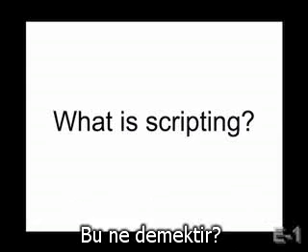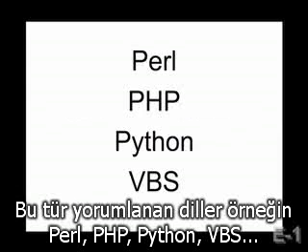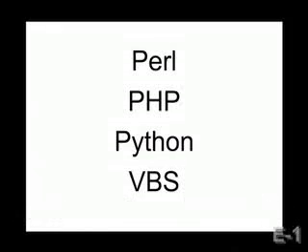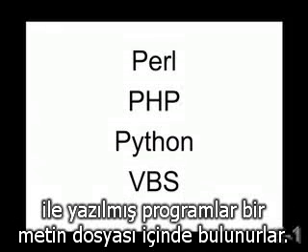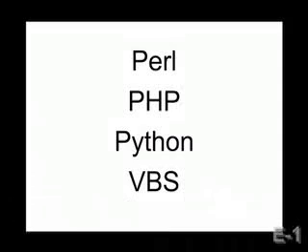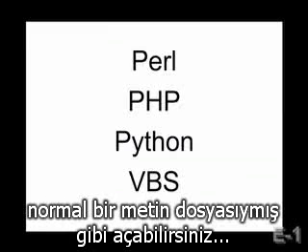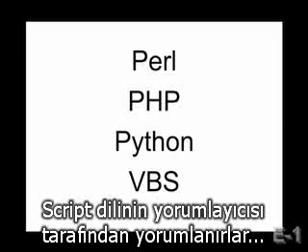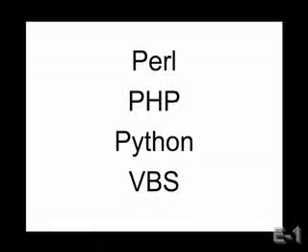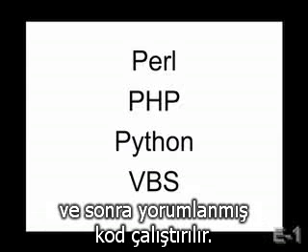So what does that mean? Well, interpreted languages like Perl, PHP, Python, VBS tend to be written in text files. You can open, for example, a VBS file in any text editor. They tend to be written as plain text. They are ingested by the scripting interpreter and then they are executed as they are interpreted.